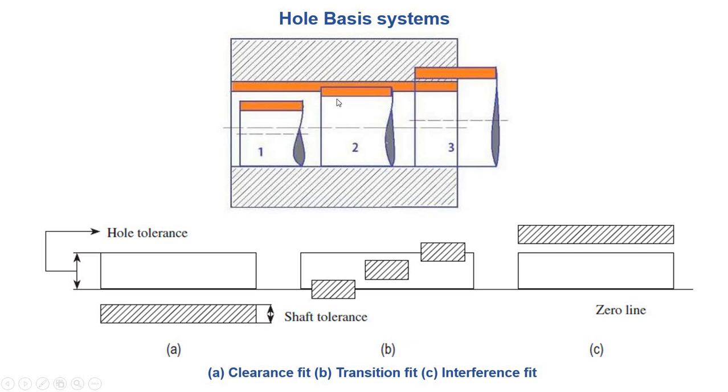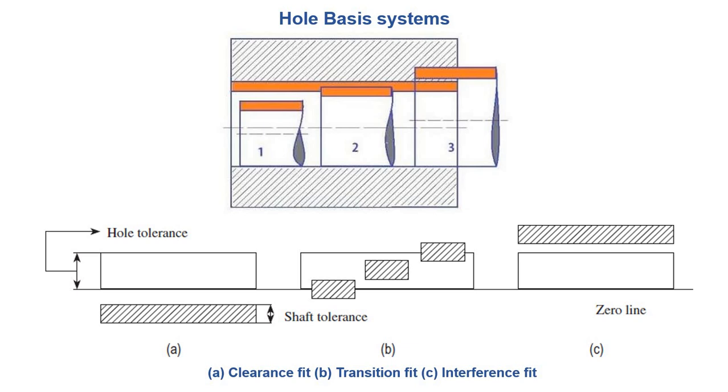In transition fit, the shaft can be smaller or larger than the hole size. In interference fit, the shaft is always greater than the maximum limit of the hole. We always have to press fit the shaft into the hole. That fit system is known as interference fit. Interference means overlapping, so we have to overlap the shaft dimensions on the hole dimension.